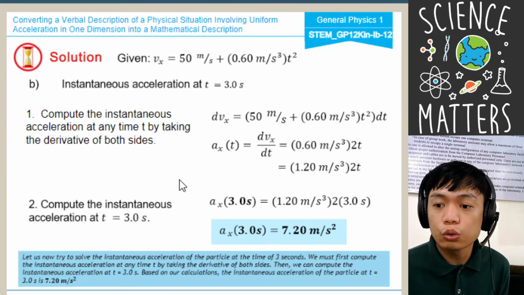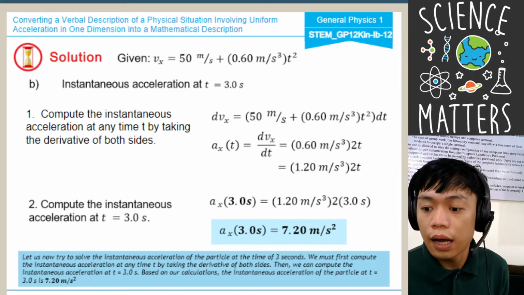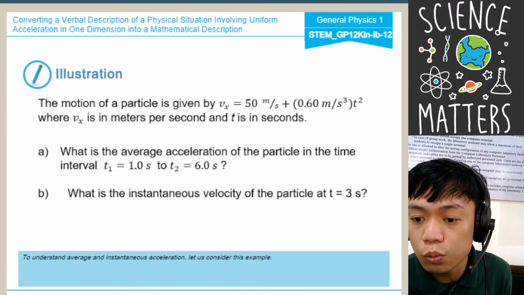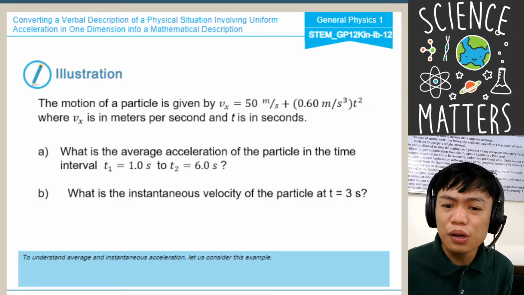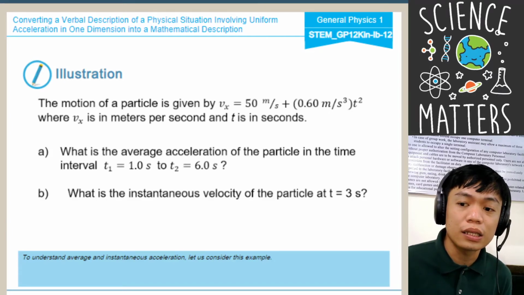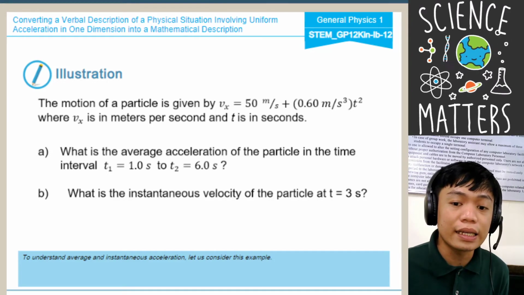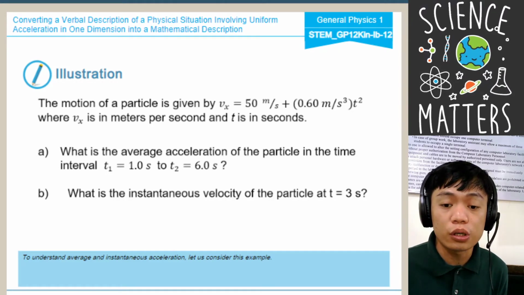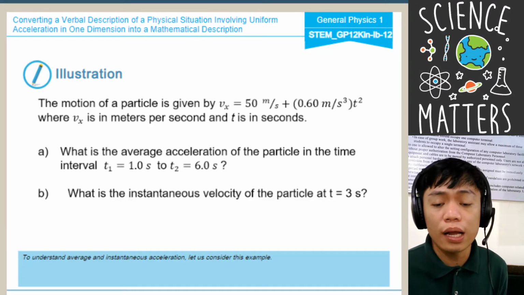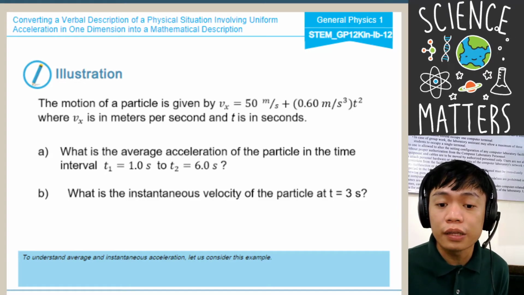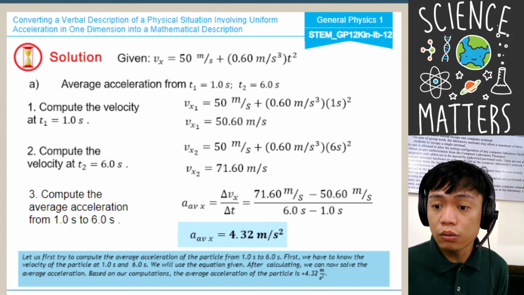Let's proceed now to number 2, and the question is what is the instantaneous velocity of the particle at 3 seconds. Can you at least see the difference between the average acceleration and the instantaneous one? What we did earlier was use a time interval, whereas here in the instantaneous velocity, we are trying to calculate the velocity of the moving object at its position.